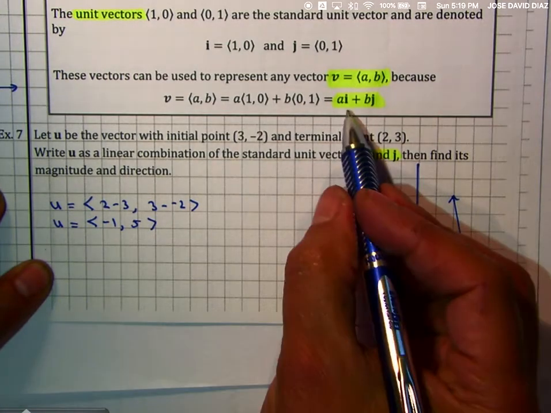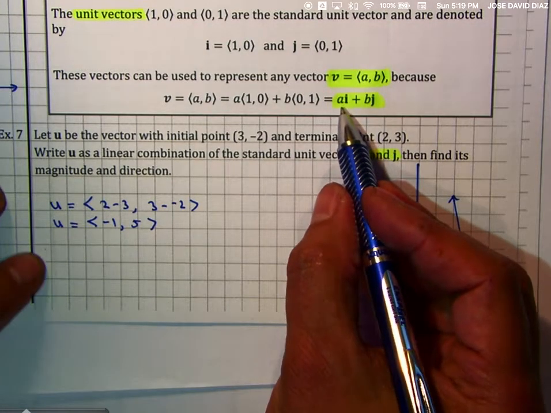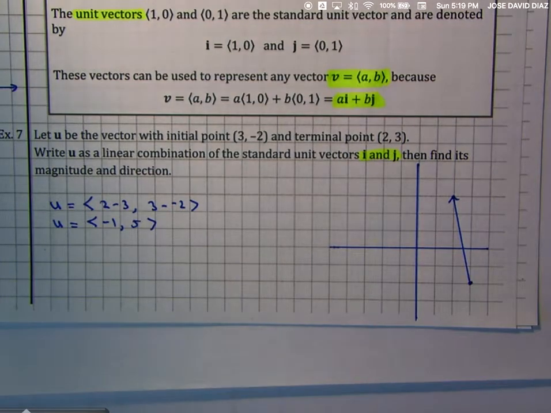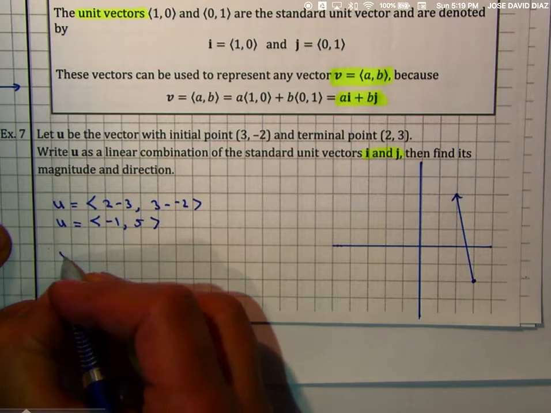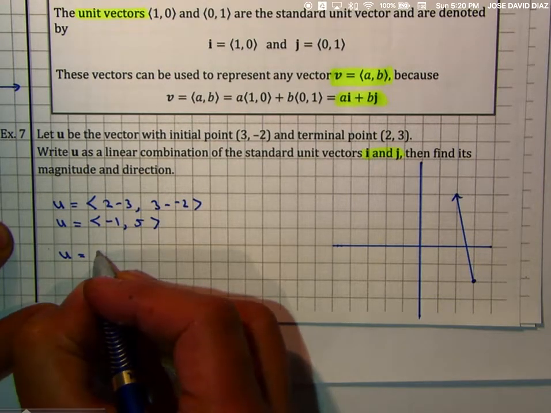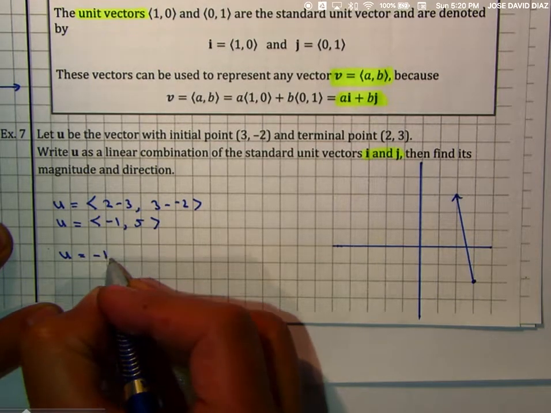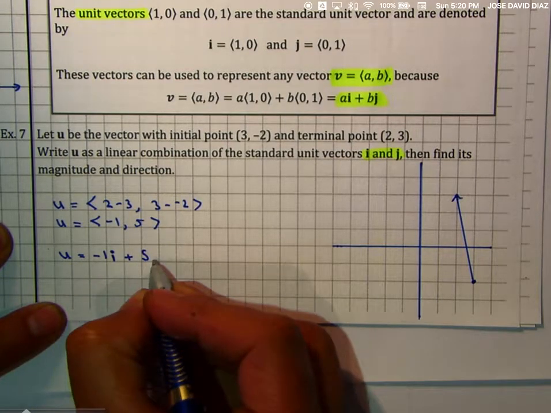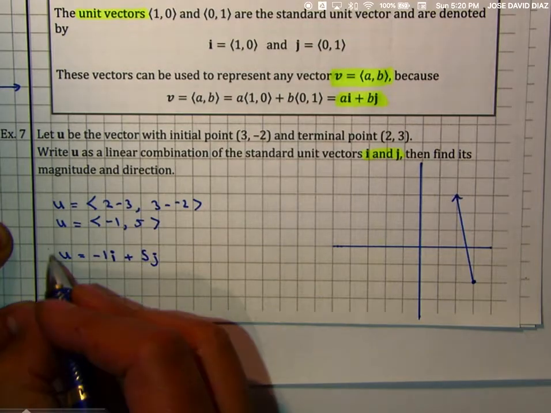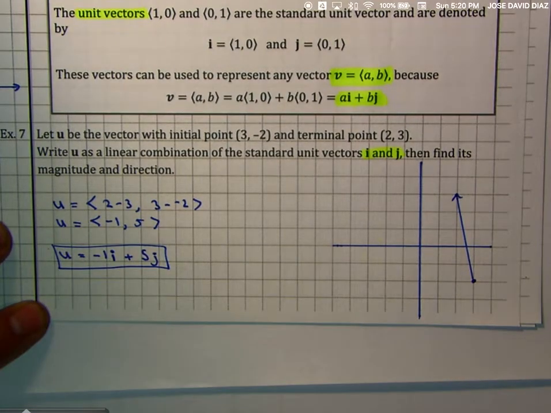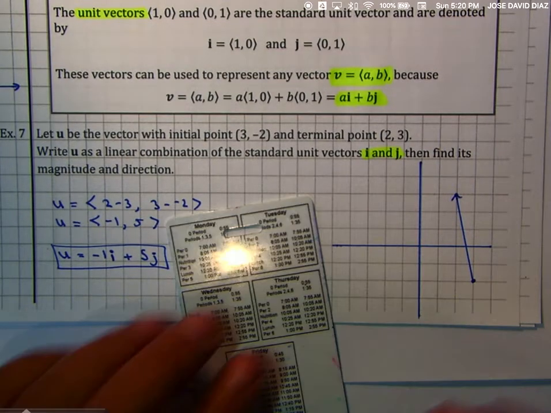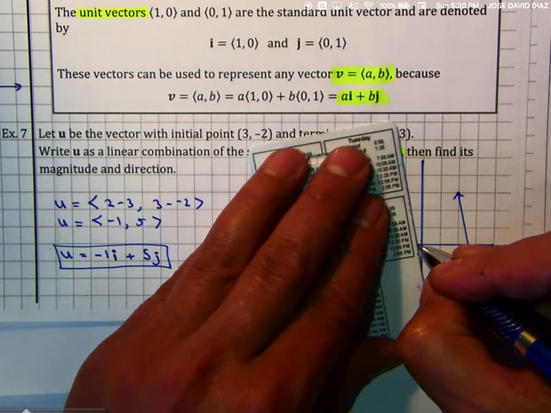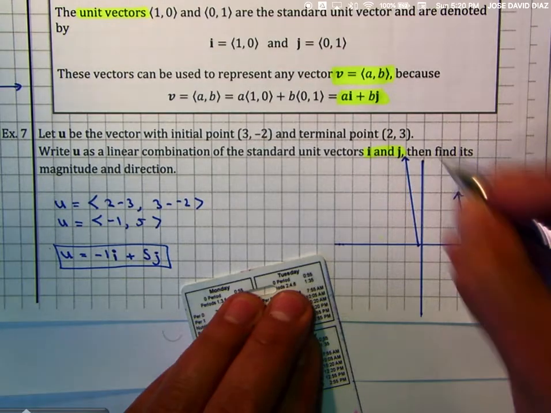Now we need to be able to rewrite it in terms of the unit vectors i and j. So therefore, the only thing that we need to do is -1i plus 5j. So let's talk about what's happening here. -1 and a 5. We grounded it.